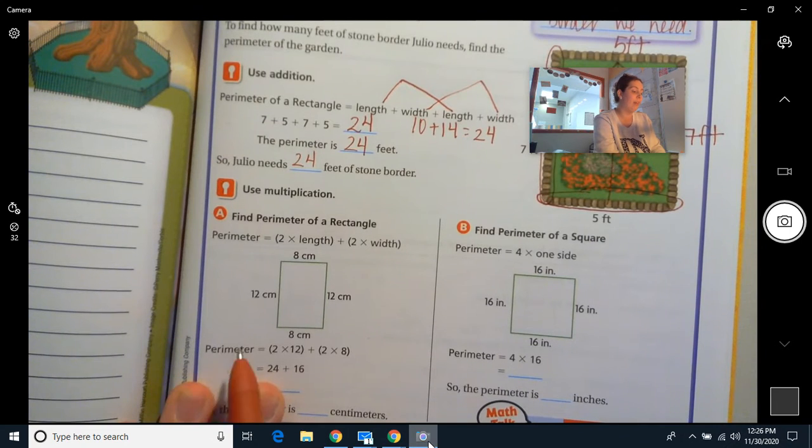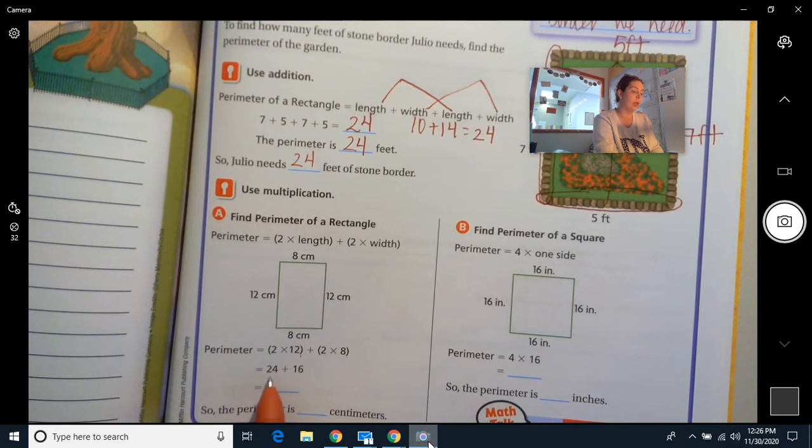So it's saying in my formula to do 2 times the length would be 2 times 12. We know that 2 times 12 is 24. Then it's saying 2 times the width. 2 times the width is 2 times 8, because this is the width side of things. 2 times 8, we find out, is 16.